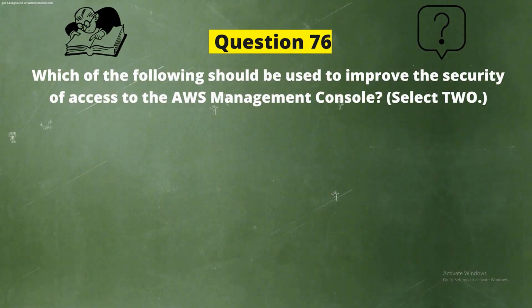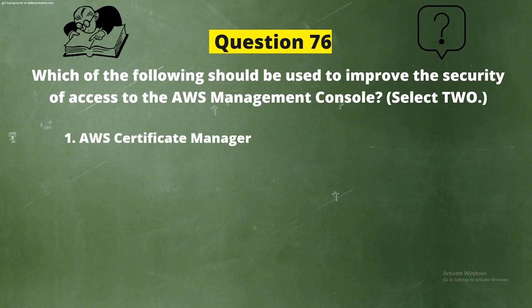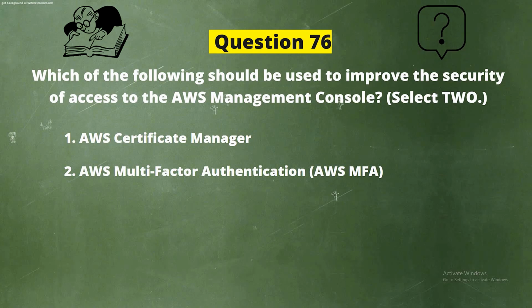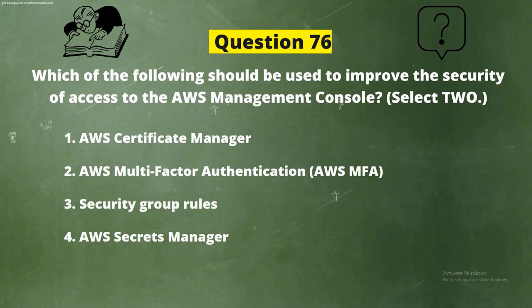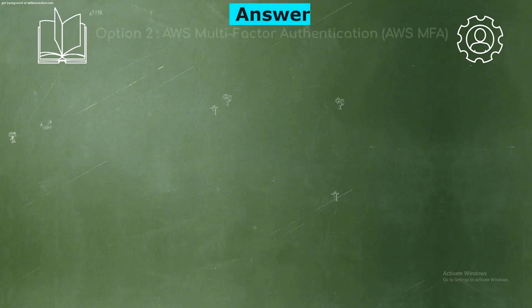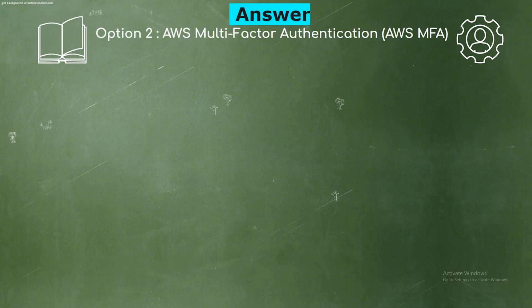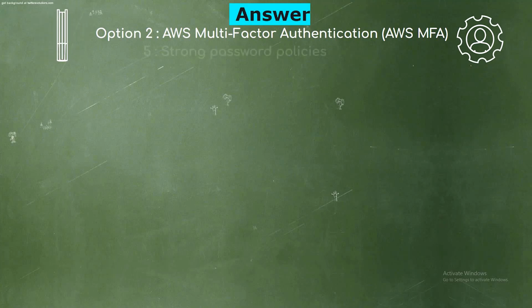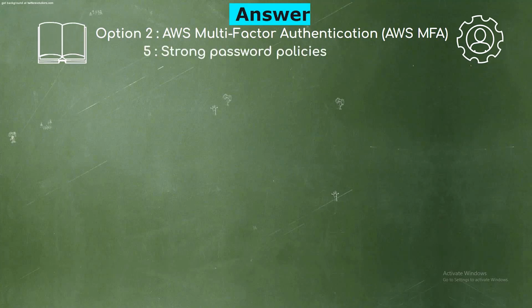Question 76. Which of the following should be used to improve the security of access to the AWS Management Console? Select 2. And the options are: Option 1. AWS Certificate Manager. Option 2. AWS Multi-Factor Authentication, AWS MFA. Option 3. Security Group Rules. Option 4. AWS Secrets Manager. Option 5. Strong Password Policies. And the correct answers are: Option 2. AWS Multi-Factor Authentication, AWS MFA. And Option 5. Strong Password Policies.